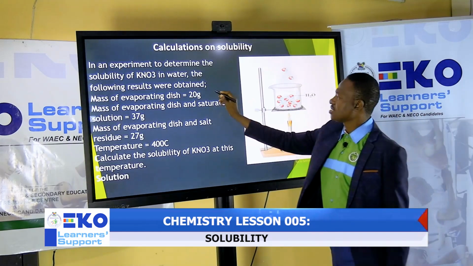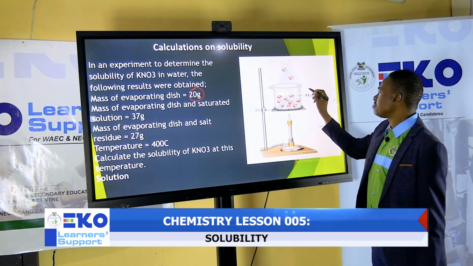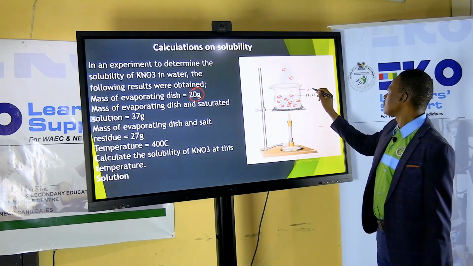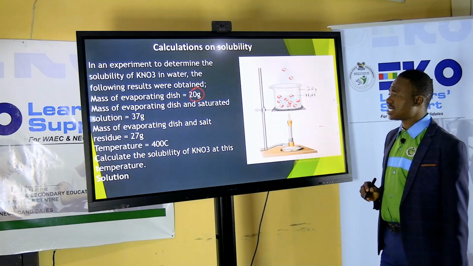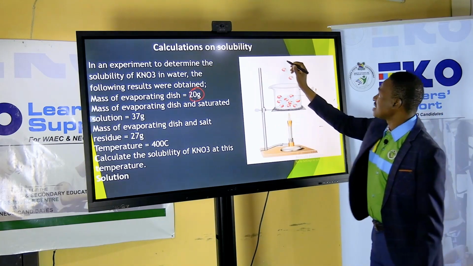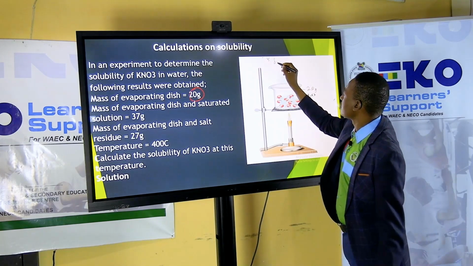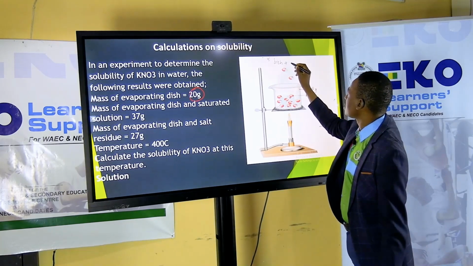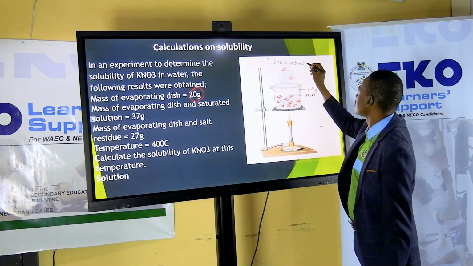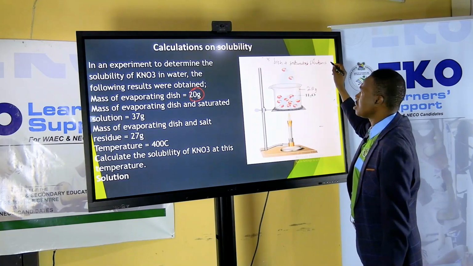The first one is the mass of the what? Evaporating dish. So let's call this mass 20 gram. Then the mass of evaporating dish and what? Saturated solution. So in this particular case, they are telling me that dish plus saturated solution is equal to what? 37.